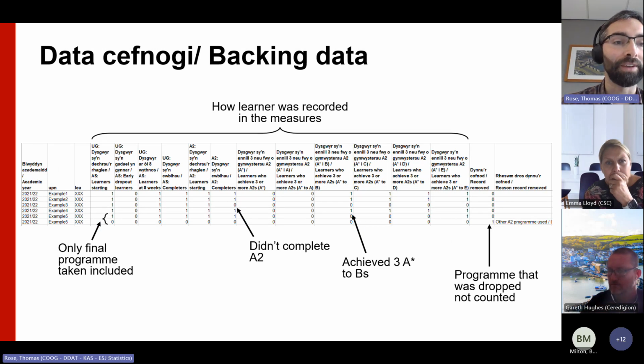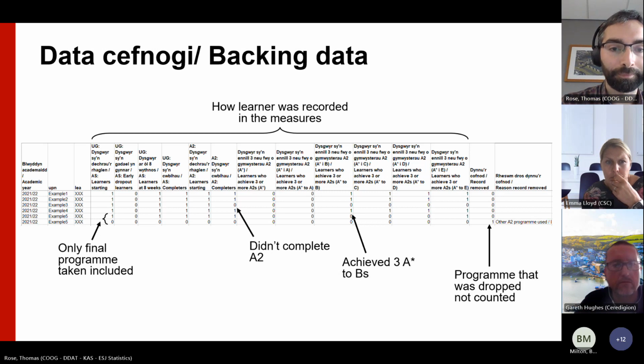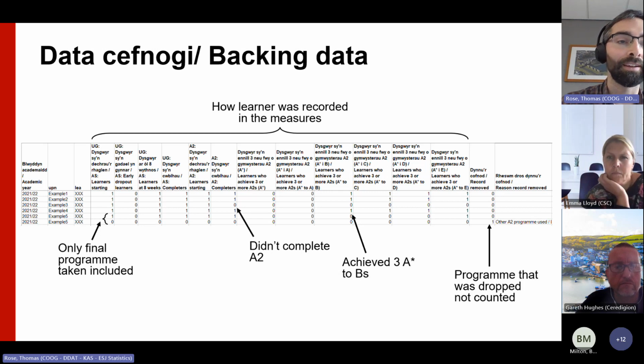The backing data then also shows you how they're counted in the measures. So again, we've got the same 5 learners from the previous table, and you can see how they're recorded. So for example, this learner here was recorded as not completing their A2. This learner achieved 3 or more Bs at A level. This is the learner who had the 2 programs, and one of their A2 programs has been removed from the record, and we just used the one that they transferred to. And you can see that they achieved 3 or more A2s at any grade.